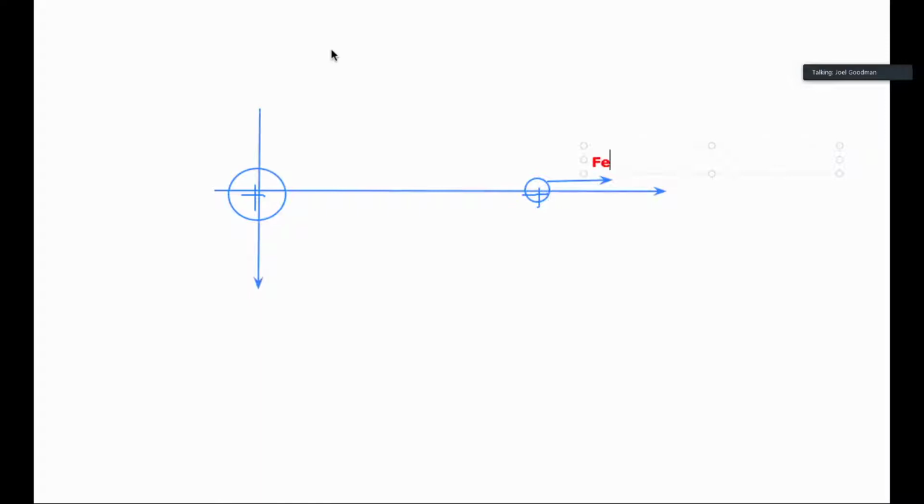And I sometimes like to ask myself, what would I have to do if I wanted to bring this charge over this way? Now, I like to think of sometimes that I'm pulling it.